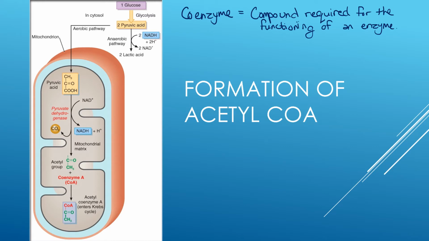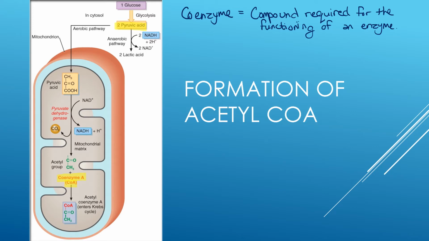So the coenzyme that's used at this point in cellular respiration is coenzyme A. We're going to see this down here. This is derived from a B vitamin. So this is kind of a transitional step between glycolysis and the Krebs cycle, and this is where pyruvic acid is prepared for entrance into the Krebs cycle.